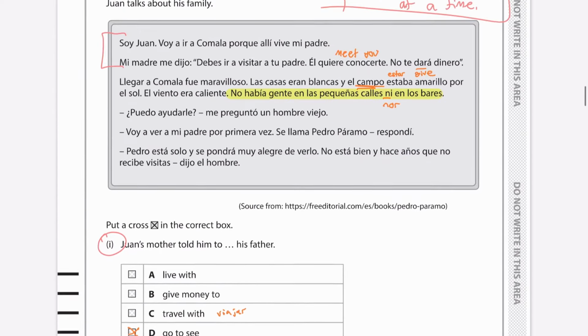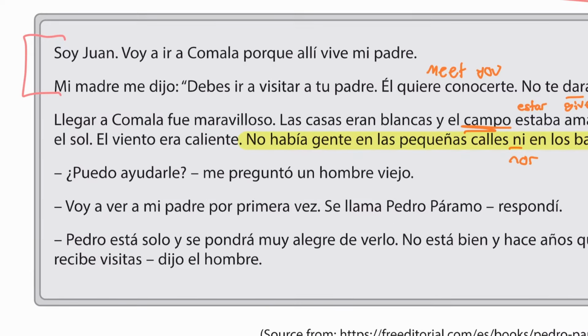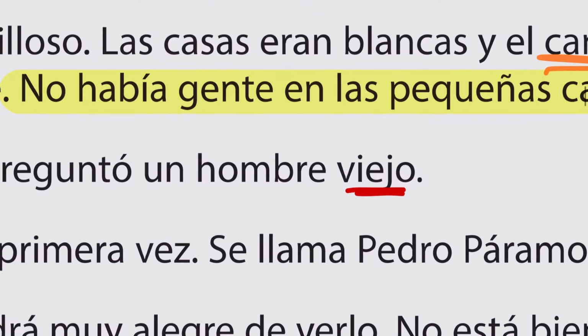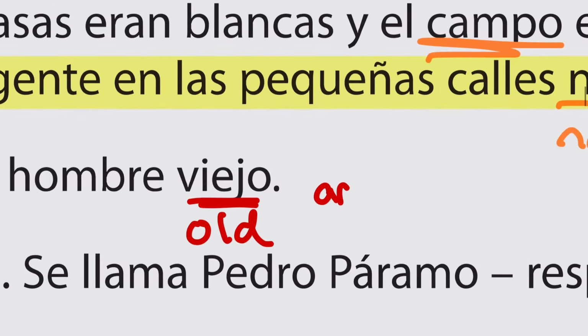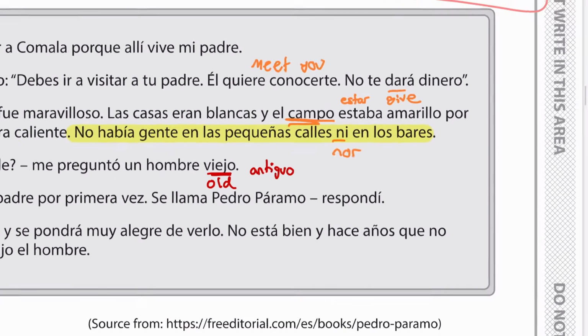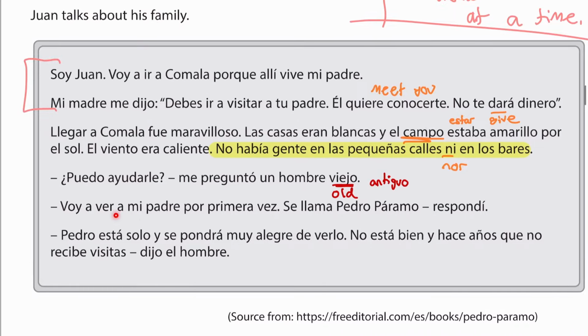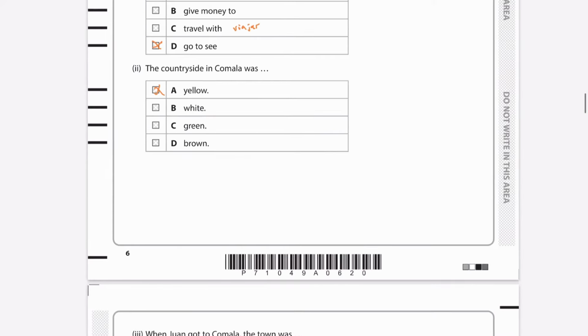Okay. Next bit. Can I help you? ¿Puedo ayudarle? Me preguntó un hombre viejo. I doubt this adjective will come in handy, but viejo means old. Another tricky word there. We have antiguo, but for people, viejo is more common to say old person. Voy a ver a mi padre por primera vez. So he's come here to see his dad for the first time. His name is Pedro Páramo, I responded. So let's see if we can answer the question now.